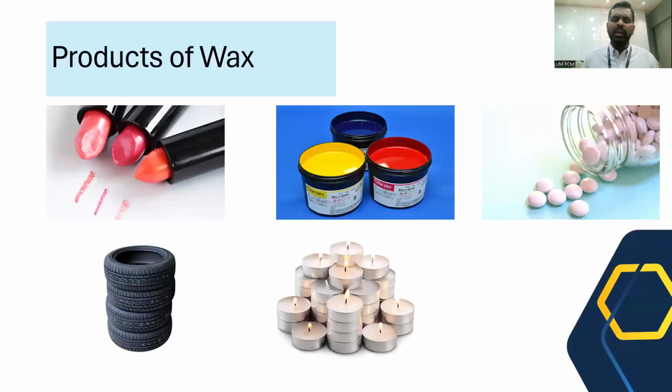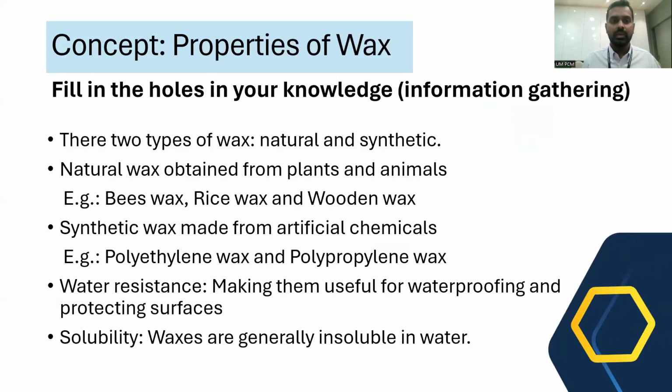Second, what are the products that can be obtained from wax? Cosmetics, paints, medicines. These are examples of products that are available in the market. Right. So once we get the idea of wax, let us go and see the details of the properties of wax. Actually, we want to compare wax with oil.